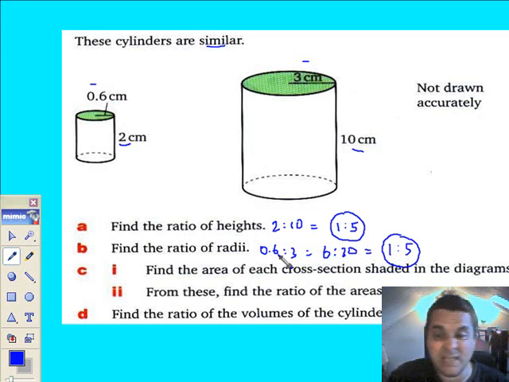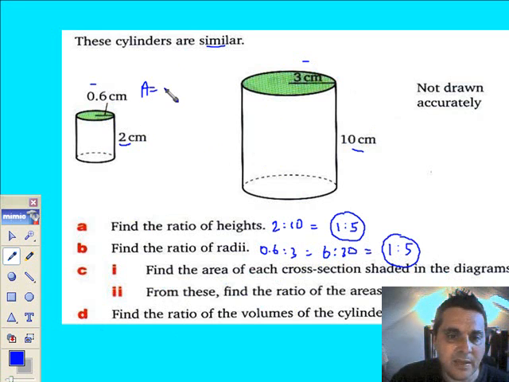Otherwise the cylinders will not be similar, and we're told that they are. It says find the area of each cross section shading the diagrams. In other words, the area of the green circles. So we know A equals pi r squared. So here we go.